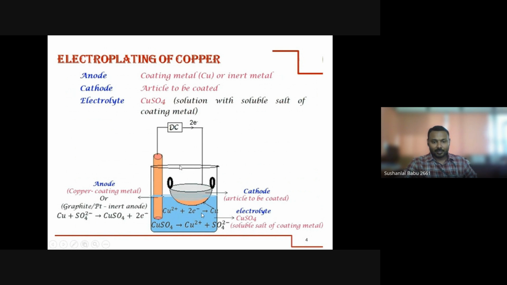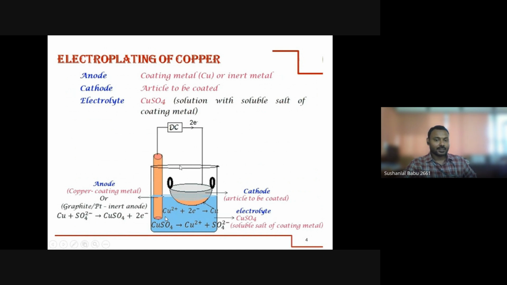That is the thing happening. So for reducing this copper to electrons, how are these electrons generated here? That reaction is happening because SO4 2 minus will be attracted towards the anode, because it is negatively charged. What will happen here? Copper combines with SO4 2 minus to form copper sulfate by releasing two electrons.